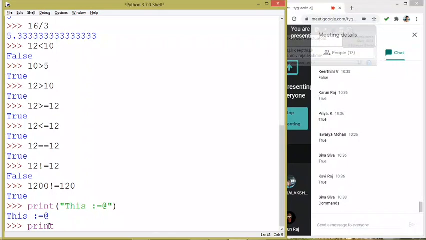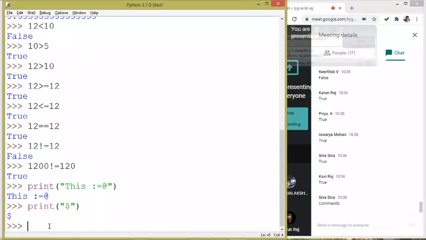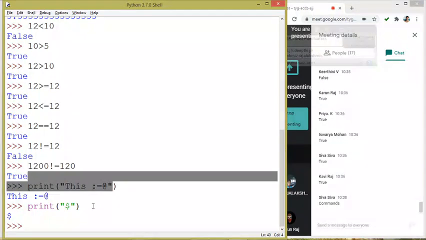And if I try to print some other thing, like print a dollar symbol, and we close the bracket, you can see whatever you write, we will get it as a print. So these are some of the punctuators you can use in your Python programming.